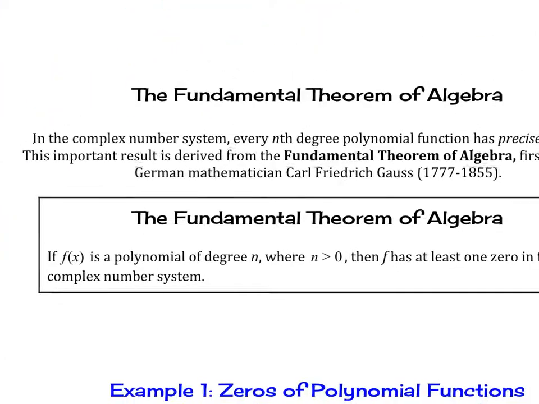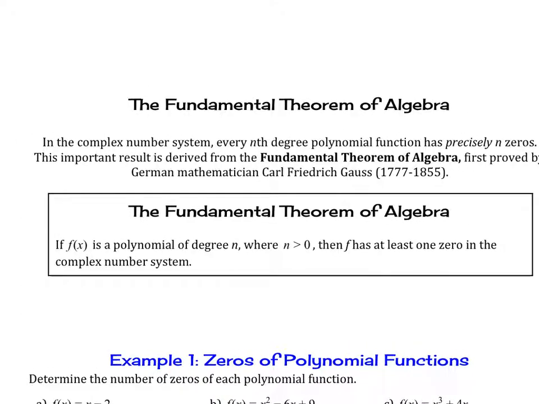So the fundamental theorem of algebra states that in the complex number system, every nth degree polynomial function has precisely n zeros. So if f of x is a polynomial of degree n, where n is greater than 0, then f has at least one zero in the complex number system.